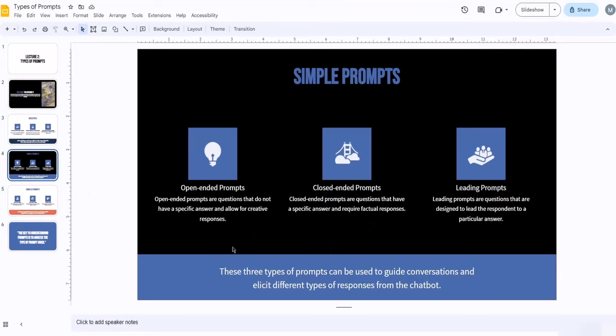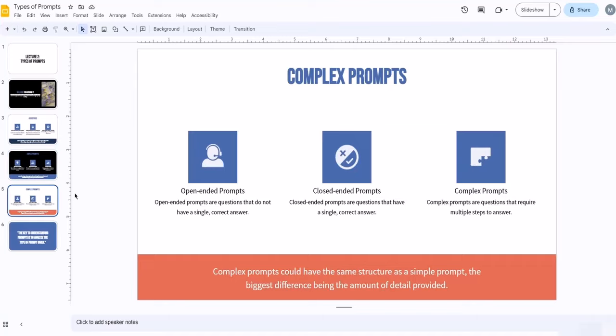So this is a wrap up with the simple prompts. You have open-ended and closed-ended, and you can remember only these two. Leading prompts are a separate case, but it's up to you whether you consider simple and leading prompts in the same category, or you consider leading prompts as part of complex prompts. Anyway, let's move on with the next slide, where we talk about complex prompts.